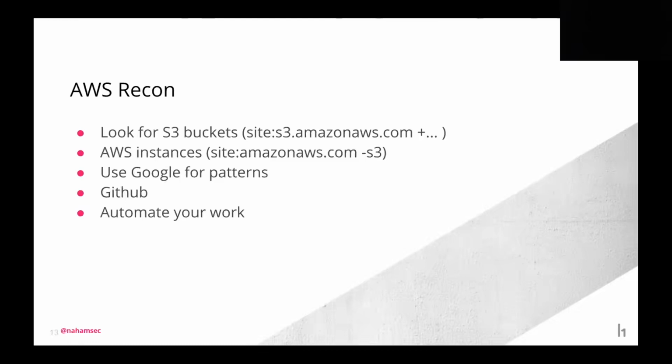The second one is to look for those instances without the S3 buckets and look at them. By doing that, I've found a couple of internal domains where if you go to domain.corporate.domain.com, it wouldn't work, but somehow when you go to Amazon Web Services, it magically opens up a new door. Again, you can use more Google dorks for those patterns. You can go on GitHub, which we'll talk about in a little bit, and you can also automate your work.